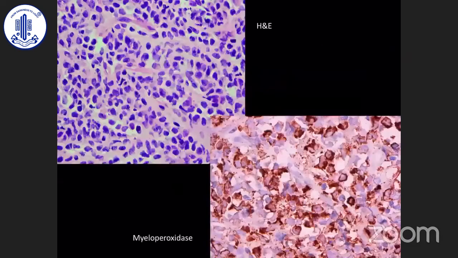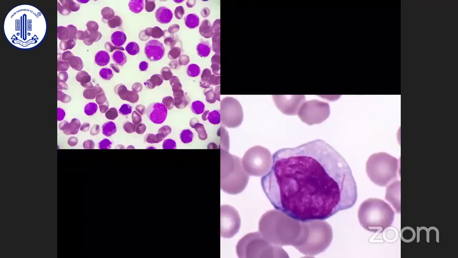This is what the incision biopsy showed. It's a malignant round cell tumor that was myeloperoxidase positive. So boom, your diagnosis is right. It's a granulocytic sarcoma. So what do you do next? You do a bone marrow evaluation and a peripheral smear evaluation. These are characteristic Auer rods that you see in AML. Now, do you stop here?